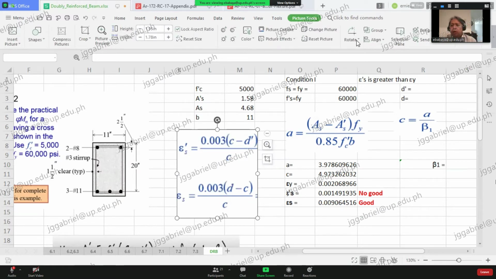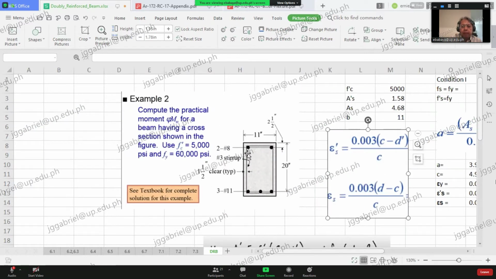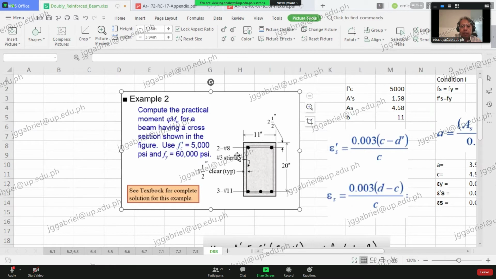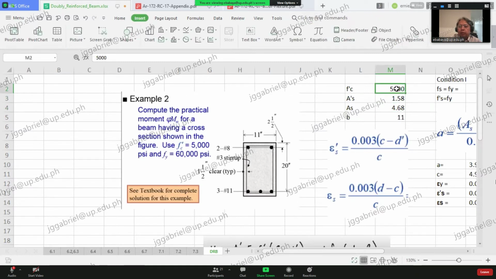I hope you have submitted already your assignment here. Now, for the double reinforced beam, this is the cross section. You have 3 number 11 for the tension reinforcement, and then 2 number 8s for the compression reinforcement. And then effective depth is 20 inches. B, or the width, is 11 inches. So they are all there already.